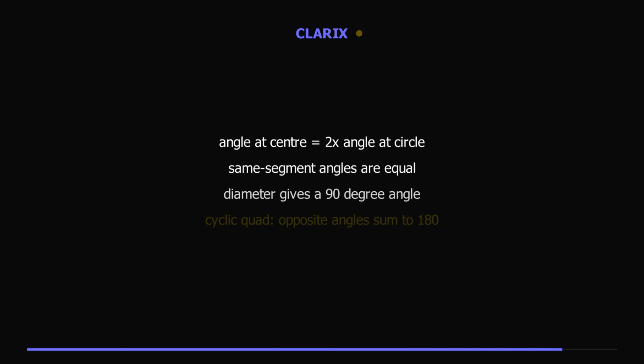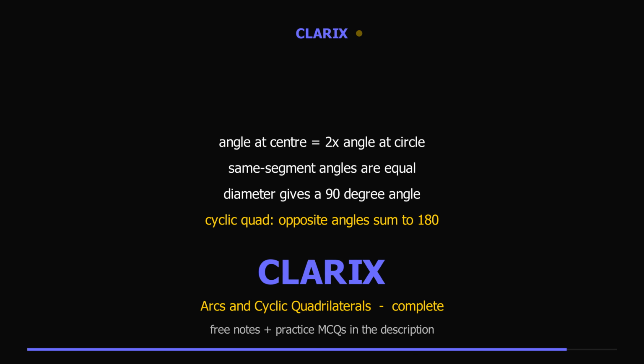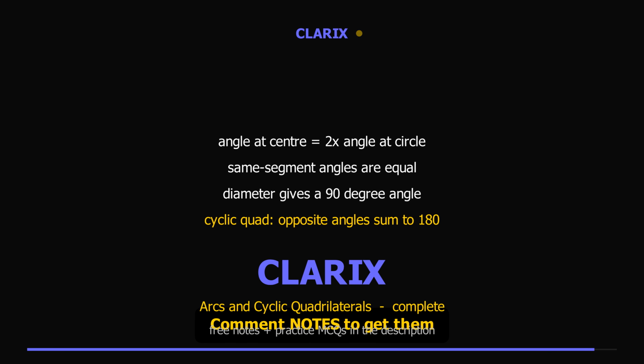The angle at the center is always double the angle at the circle's edge. Angles in the same arc segment are always equal. A diameter always creates a 90-degree angle, and a cyclic quadrilateral's opposite angles always sum to 180.